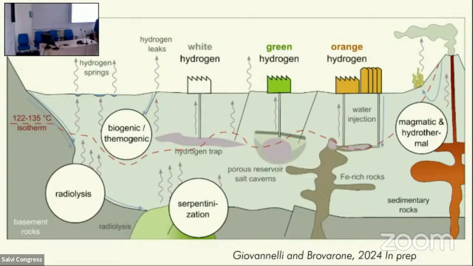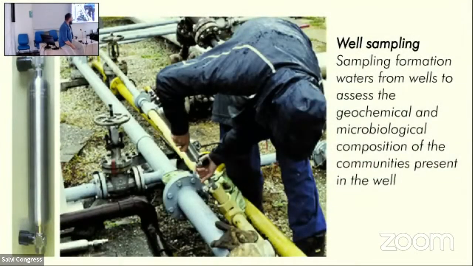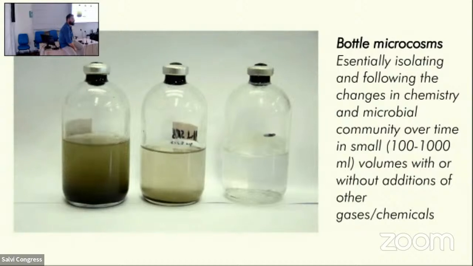hydrogen-rich sites somewhere, what you do is either well sampling, so you try to sample formation waters from depth and try to analyze indirectly most of the time what the community is composed of, what are the geochemical characteristics of the water, what signal you have that might suggest that microbes are or are capable of using hydrogen at depth. Or another popular type of experiment is what we call microcosm.